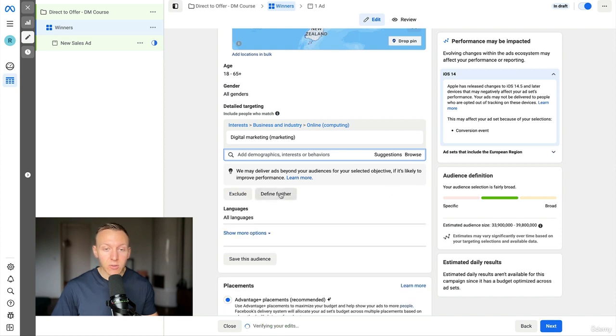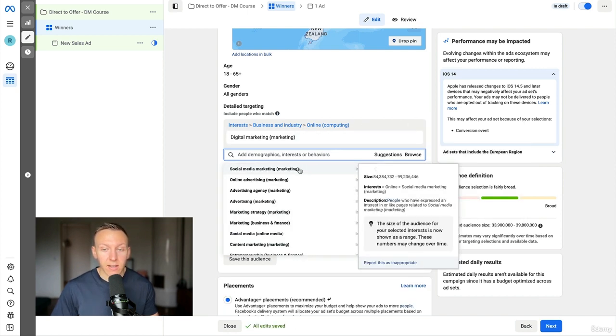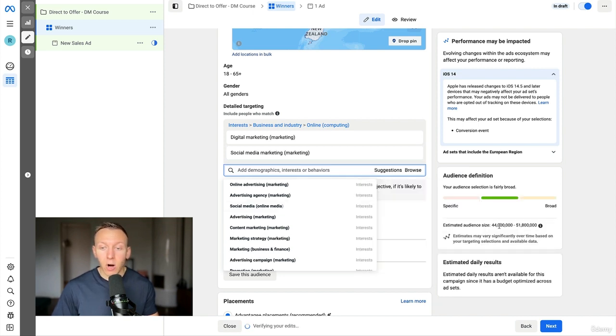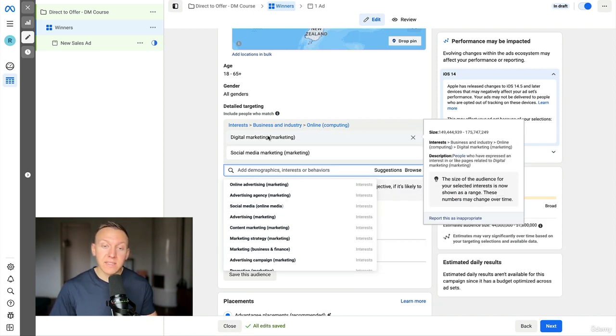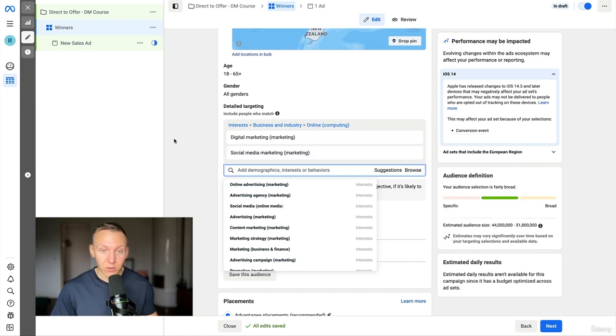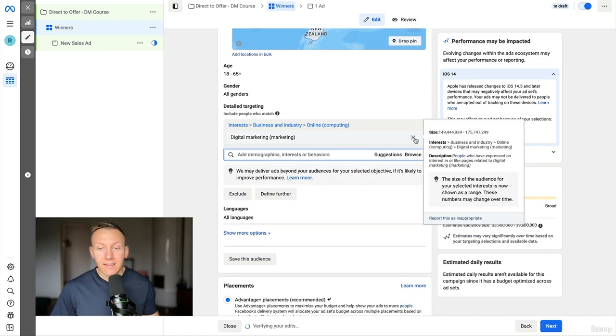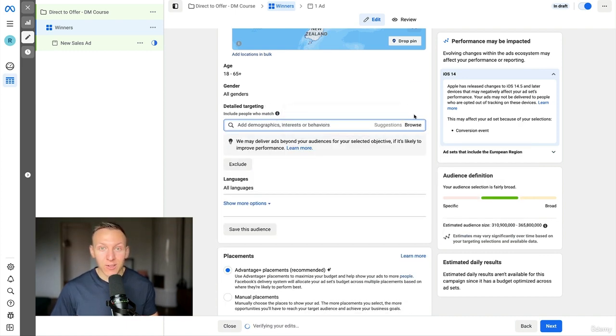But if I didn't use define further, if I just added in another one, let's say I went to suggestion and I added social media, that's going to make our audience bigger because now it's going to be digital marketing or an interest in social media marketing. But again, this is going to limit the algorithm. We're not going to use any of this. So by not adding in any of this, we're going to have a huge audience of 310 to 365 million people. That means that your scalability is huge.